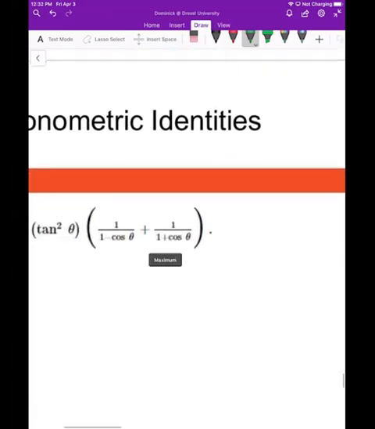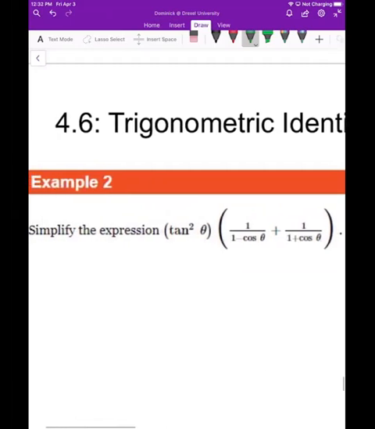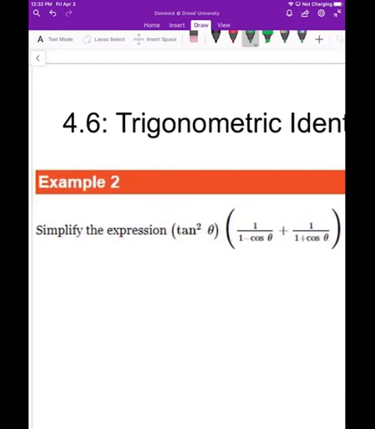Okay, so let's look at another example. We want to simplify the expression where we have tangent squared of theta times this ugly looking fraction right here. As far as simplifying these expressions, usually what we look to do is break this up into something that looks simpler. In general, we can work with the more complicated expression first.